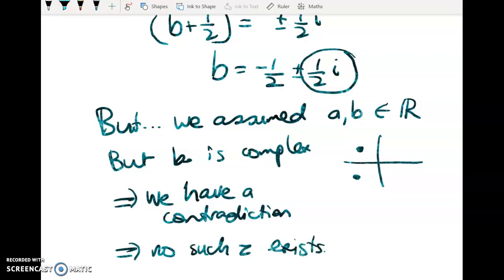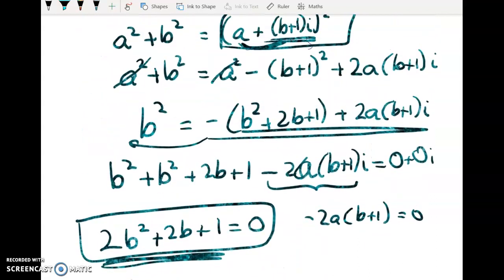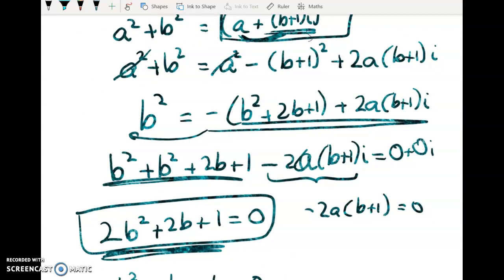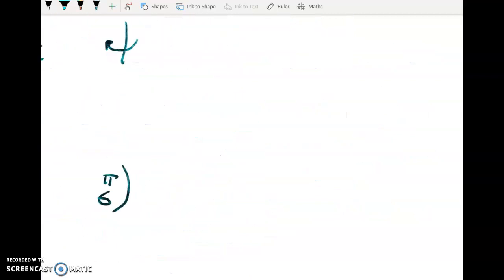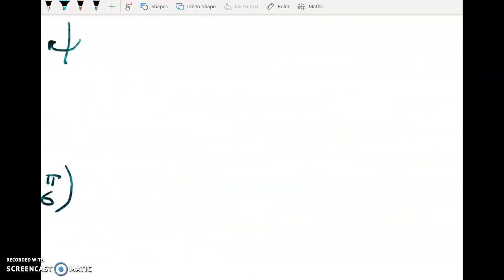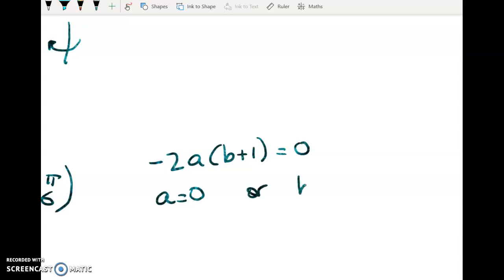Now there's another way we can do it, right? So here what I did is I started working with equating this to 0, but I could also have started working with equating this to 0. Now I looked at that. I think it's a little bit more work, but it's basically the same idea. So matching the imaginary parts, we get negative 2a times b plus 1 is equal to 0. So either a is equal to 0 or b is equal to negative 1, right?